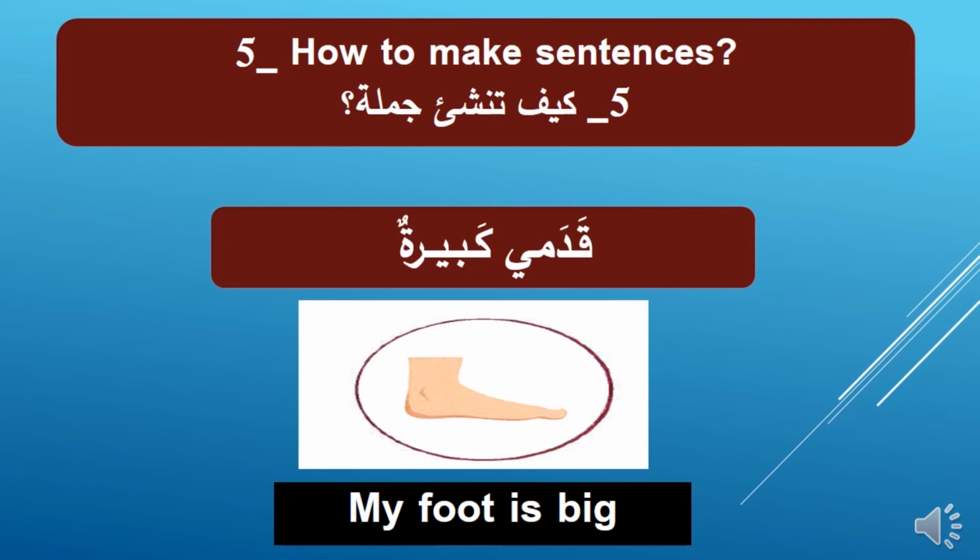What do you see here in the photo? It is foot. What is the meaning of foot in Arabic? It is قدم. How can I say my قدم? قدمي. Perfect. How to make a sentence? It depends. If it's big, say قدمي كبيرة. My foot is big. If it's small, say قدمي صغيرة. My foot is small. Repeat after me. قدمي كبيرة.